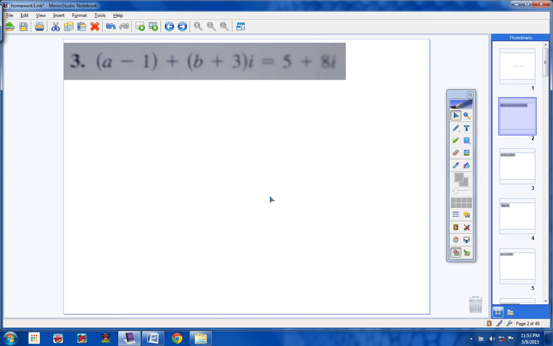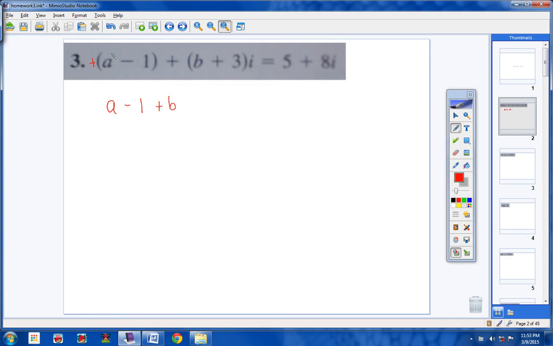Now, first of all, the directions for number 3 say to find the real numbers a and b such that the equation is true. Now, here we go. A minus 1, there's a positive sign here, so multiply that through, and you're left with A minus 1. There's also a positive sign here. If you multiply that through, you're left with positive B.